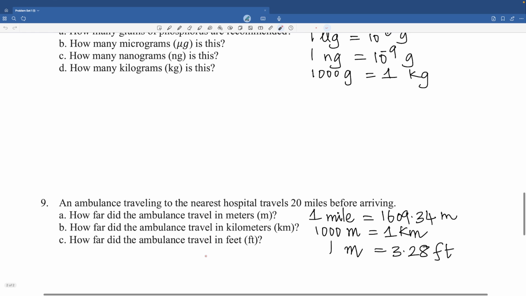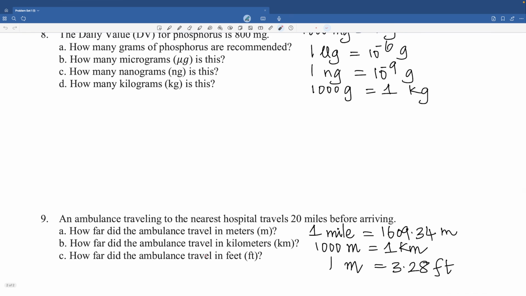Number 9. An ambulance traveling to the nearest hospital travels 20 miles before arriving. How far did the ambulance travel in meters? So you need to change miles into meters, and here is the conversion for that first part. Second, you've got to change it into kilometer, and here is the conversion. Third, you need to change it into feet, and I've given you the conversion.